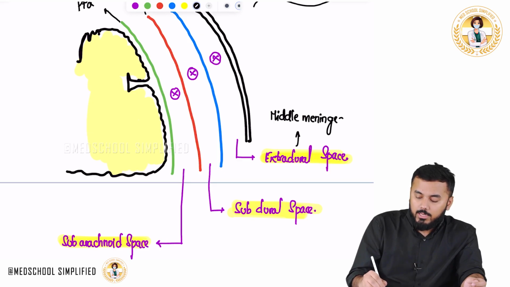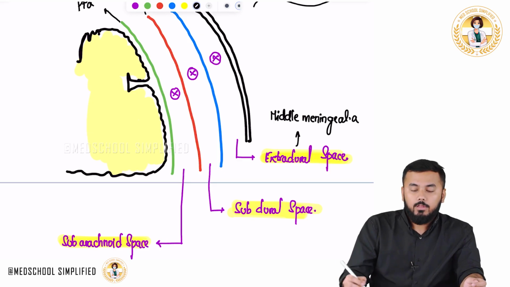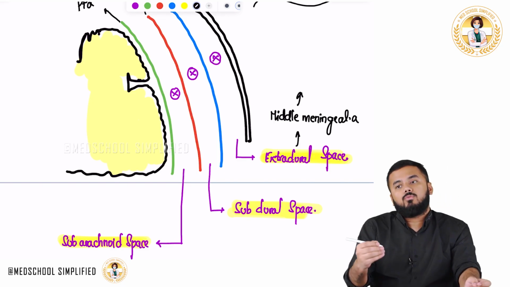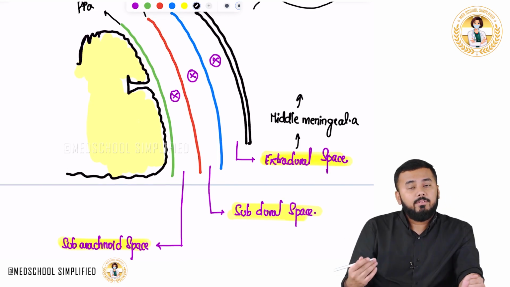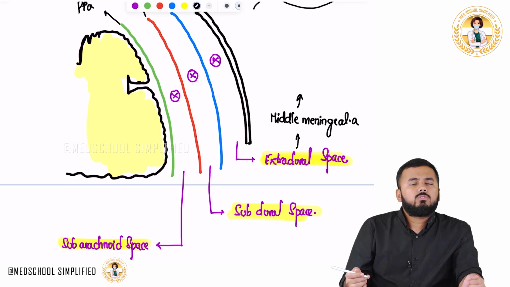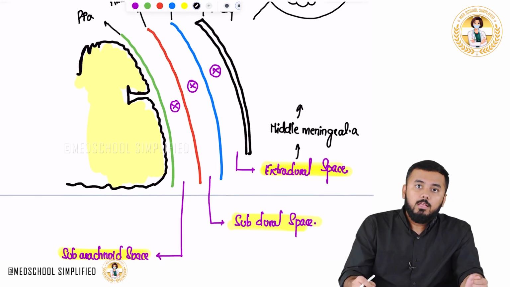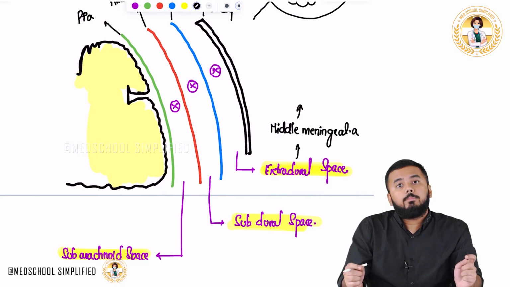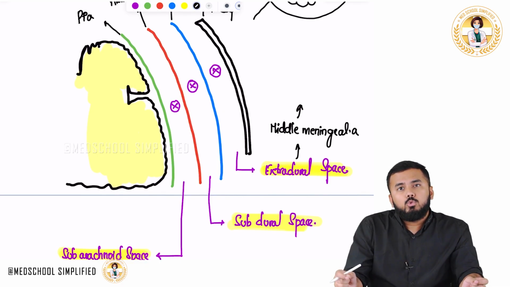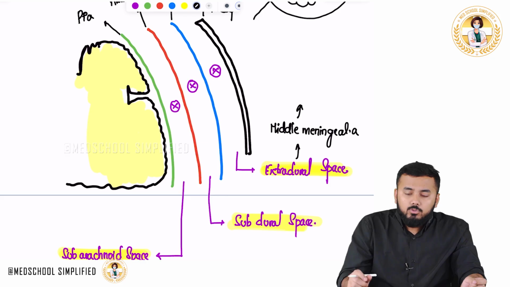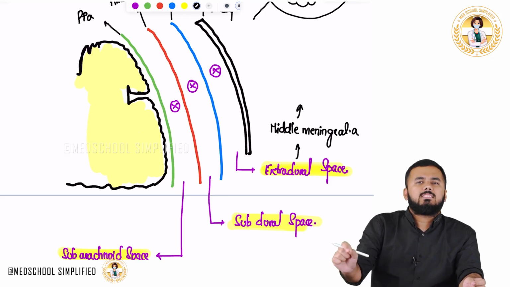Middle meningeal artery. Now what I'm telling you is that whenever you fall down, what is going to happen? This middle meningeal artery can rupture. When this middle meningeal artery ruptures, the patient will temporarily lose consciousness. So there is loss of consciousness for a transient amount of time.